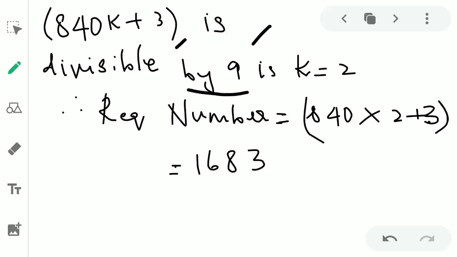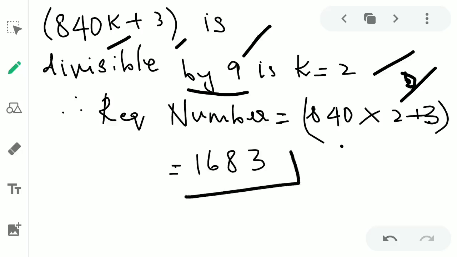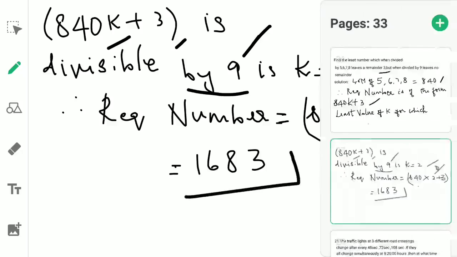So when you take k equal to 2, it is exactly divisible by 9, which leaves a remainder 0. So the required number equals 840 into 2 plus 3, which leaves no remainder. So I am getting the answer 1683.